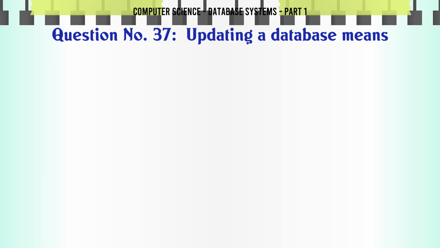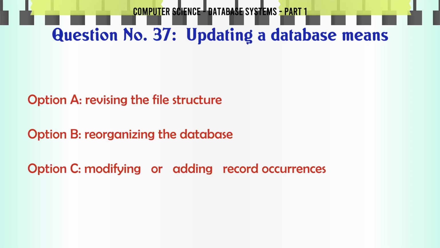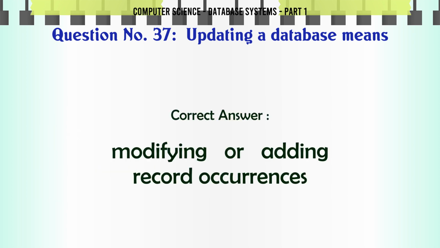Updating a database means A, revising the file structure. B, reorganizing the database. C, modifying or adding record occurrences. D, all of the above. The correct answer is modifying or adding record occurrences.